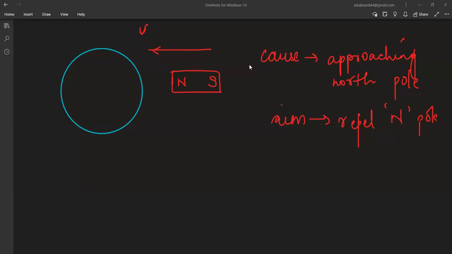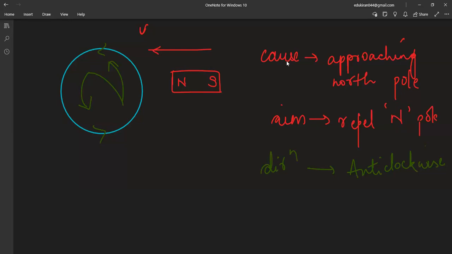Yes, very good. North pole. North pole will oppose it. When we were discussing dipole moment, I told you if north polarity is mentioned, that means which direction? Anti-clockwise. So now what is the direction of induced current? It is anti-clockwise. So did you get it?